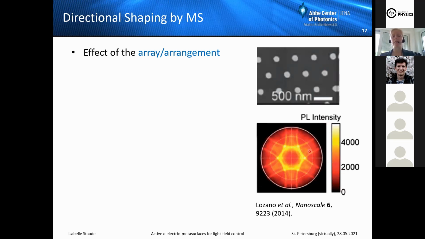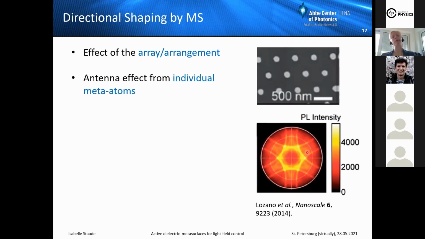I will show quite a lot of these backfocal plane images, backfocal plane imaging of emission. What you see here is basically the Fourier plane of the emission at the collection objective. Each point in this image corresponds to a direction of emission. The center, for instance, would be emission normally out of the plane of the metasurface. Here you see how this emission pattern can be shaped by the arrangement already for these simple plasmonic structures.